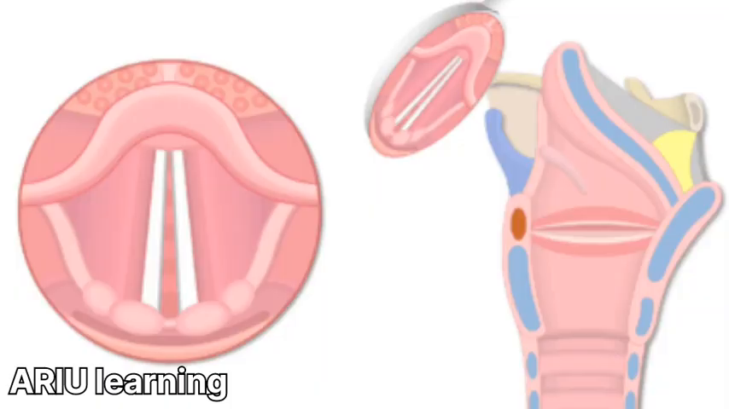So what is the vocal cord? Vocal cords are two mucosal folds. Now you can see the vocal cord in an open condition. When the vocal cord is open, it helps in air passage, and the closed condition of the vocal cord helps in the production of sound. The space between the two vocal cords is called the glottis.